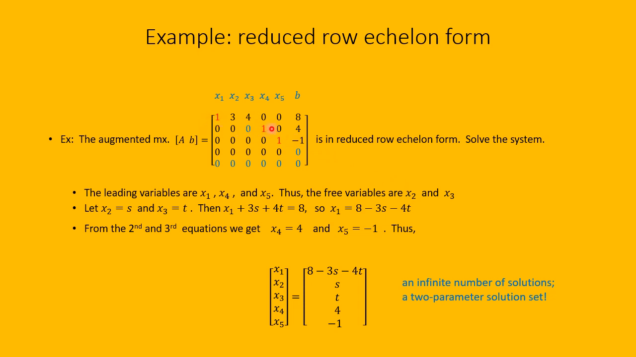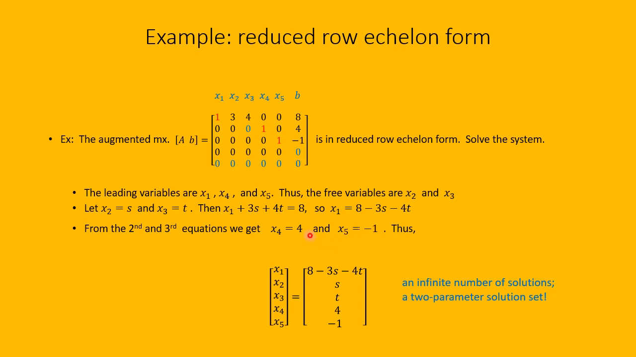Now let's look at the second equation. It's 1 times x4 equals 4. So we just get x4 equals 4. Look at the third equation. 1 times x5 equals minus 1. That gives us that x5 is equal to minus 1.